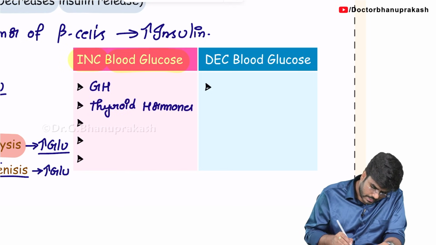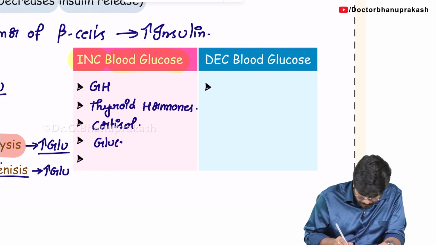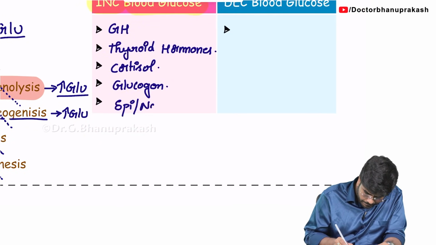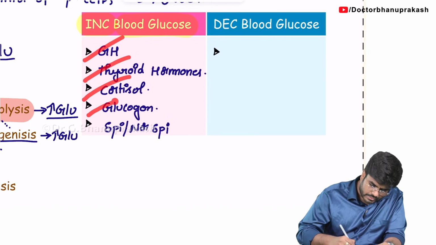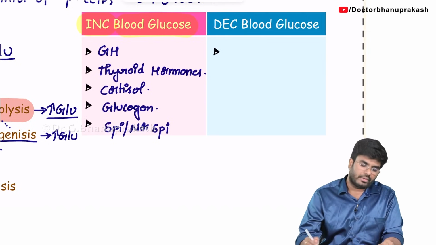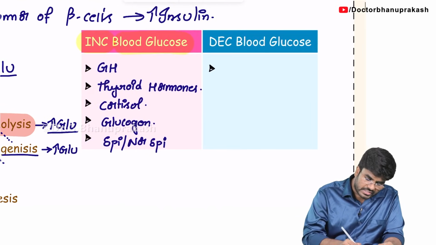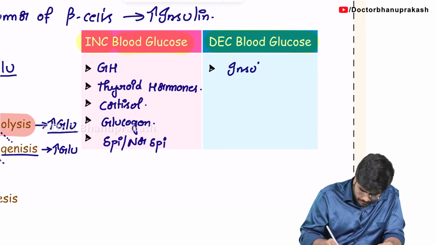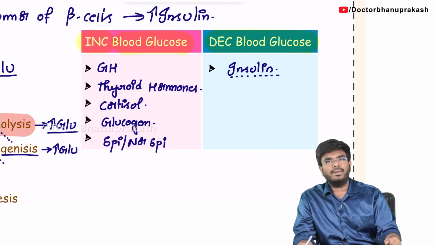Next, cortisol. Next, glucagon. Next, epinephrine, norepinephrine. All these hormones can increase your blood sugar levels. All of them are examples of hyperglycemic hormones. But the only hormone which can decrease your blood sugar levels is insulin. So insulin is like a lone warrior, alone it is fighting. Insulin can decrease the blood sugar levels, all others can increase the blood sugar levels.